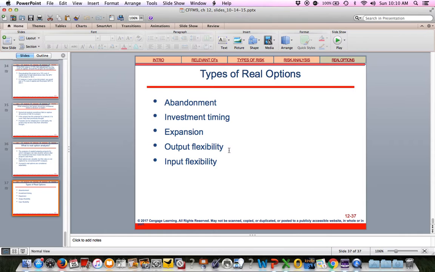Can we add some features? Can we change pricing? Can we become more efficient in our operations to reduce cost? What are some of those things that we can do? So just think about any decision that management can make to affect the cash flows.